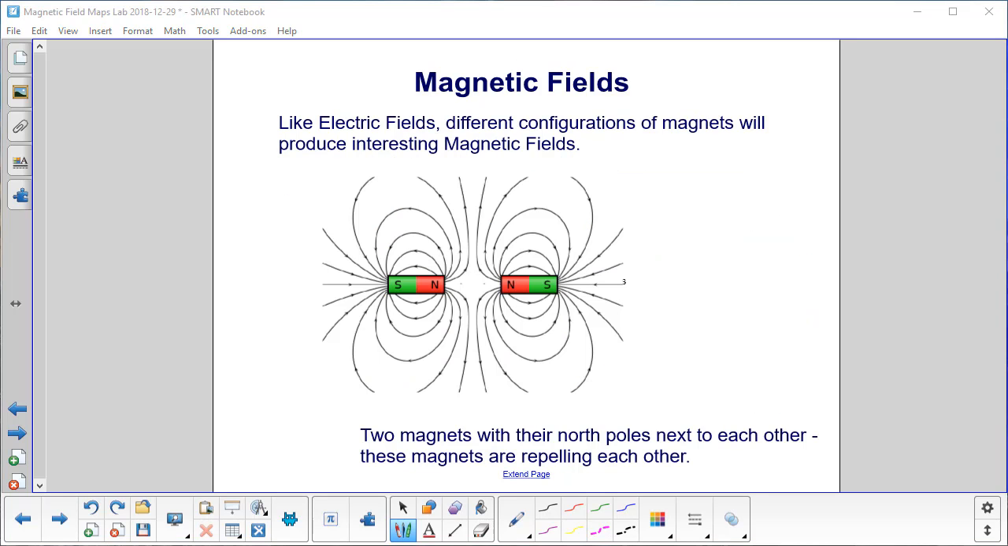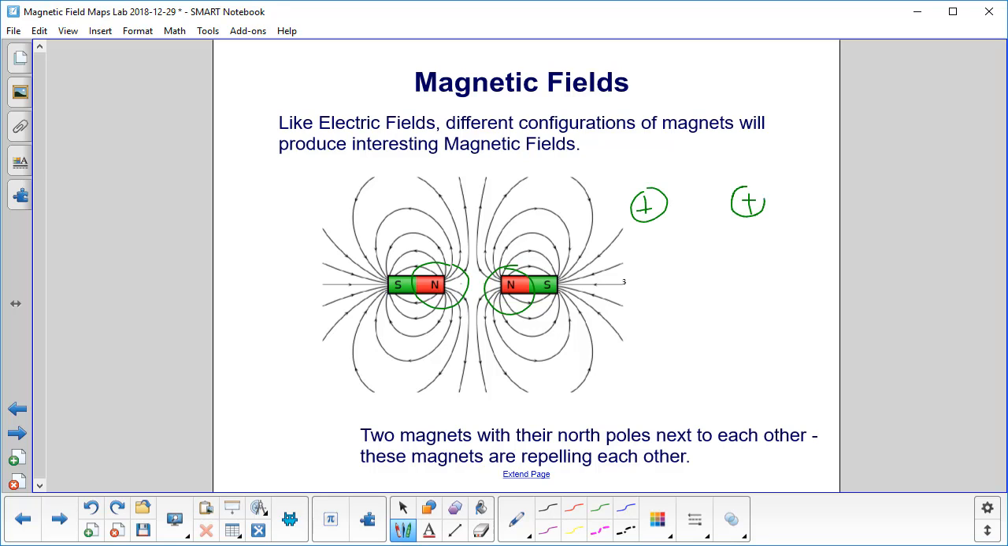Like electric fields, different configurations of magnets will produce interesting magnetic fields. Here we have two magnets with their north poles next to each other, and you can see how the magnetic field lines go. And that's very similar to electric field lines if you had two positive charges.